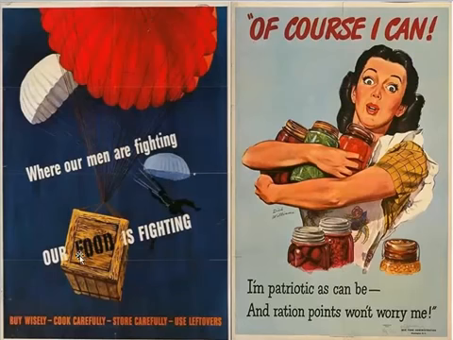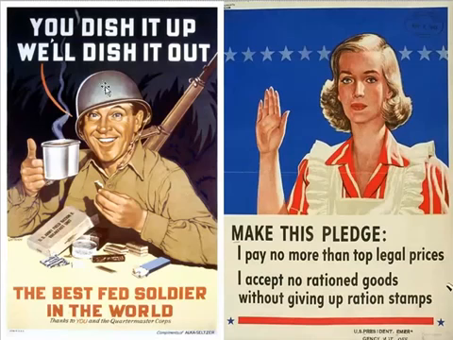"Where our men are fighting, our food is fighting." So, to conserve food and ration it out. "Yeah, patriotic as I can be, and ration points won't worry me." There were some people, not a lot, who got around these ration points illegally, but most people followed them to try to be patriotic. Here's "You dish it up, we dish it out, the best fed soldier in the world." Here's a pledge from a mother saying she will use ration stamps.